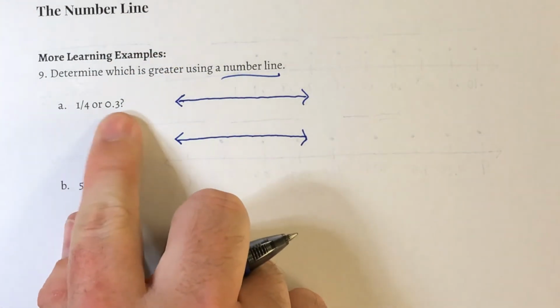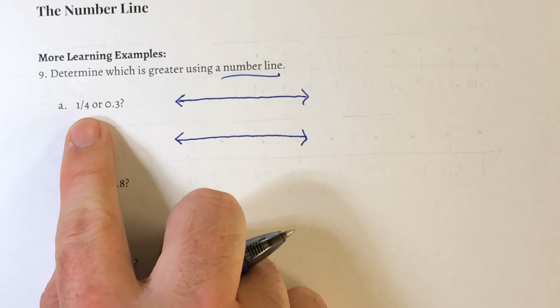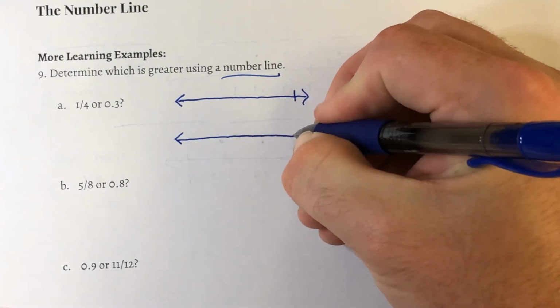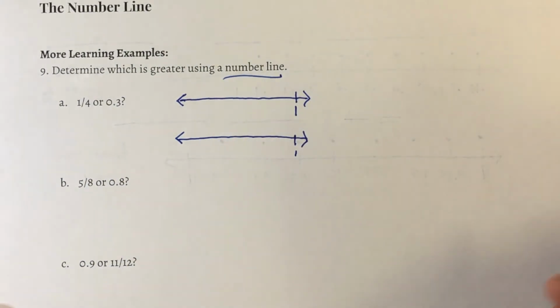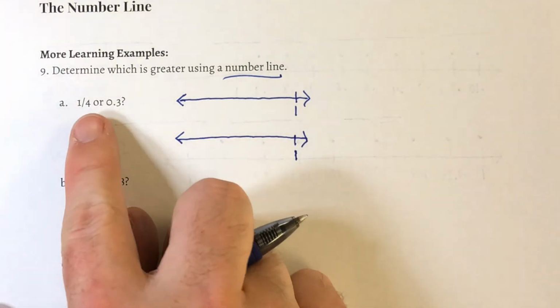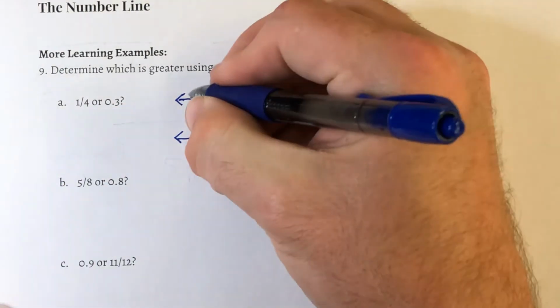Next, these are fractions and decimals, and they are smaller than 1. So we're going to line up and write 1 as our largest number. And then these are both greater than 0.